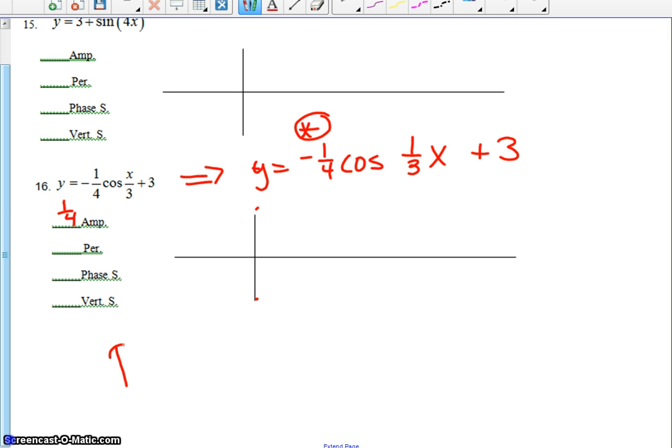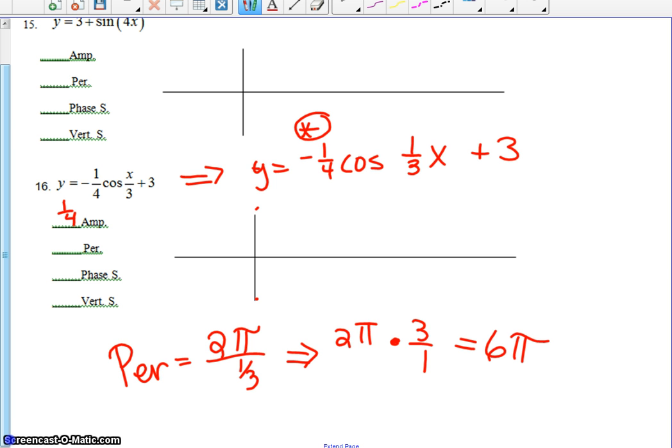My period. In the past we were doing 360 in degrees, so now we're going to go 2 pi divided by the coefficient, divided by 1/3. 2 pi divided by 1/3, what we really do to solve that is we take 2 pi and multiply it by 3 over 1. So we multiply by the reciprocal. Answer in the end is 6 pi. So my period is 6 pi. We don't have any parentheses here, so there is no phase shift, and the vertical shift is a positive 3.